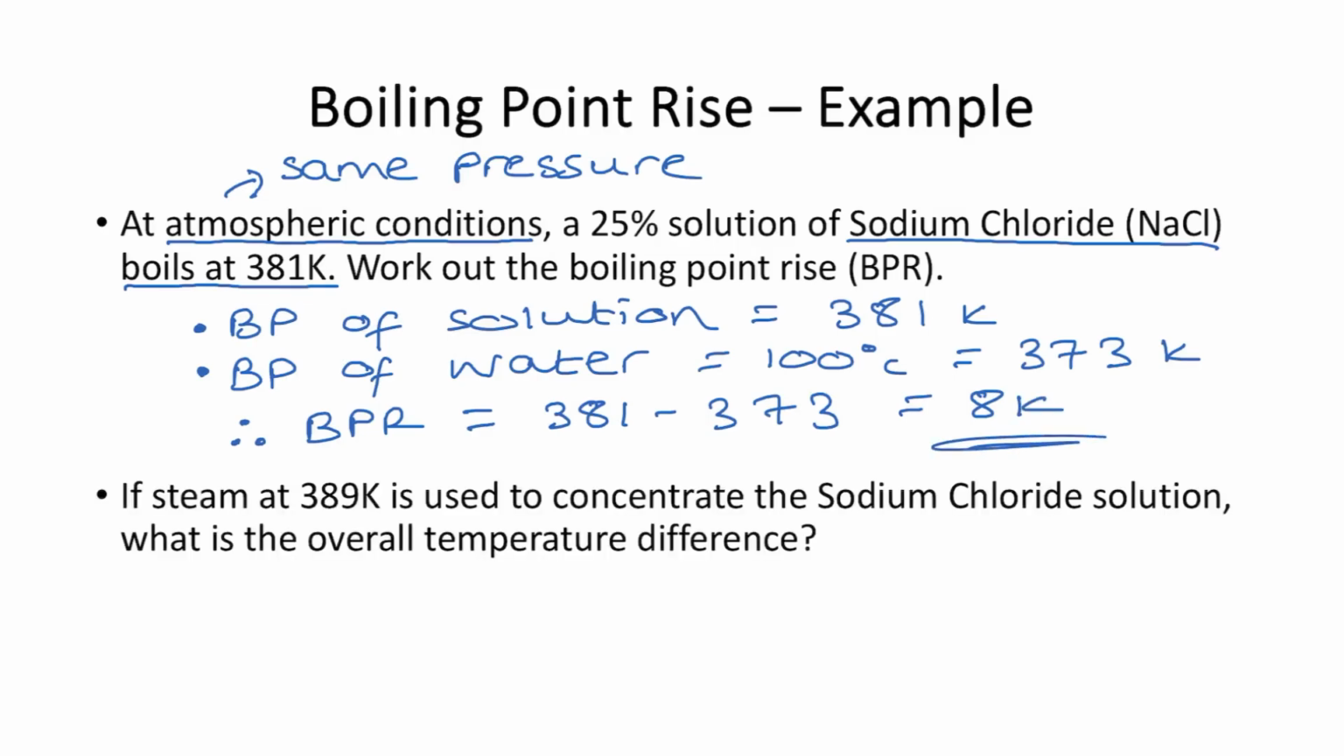The second part of the question asks us to determine the overall temperature difference if steam at 889 Kelvin is used to concentrate the solution. The answer to this would simply be the temperature of the steam, which is at 889 Kelvin, minus the temperature of the solution, which is 881 Kelvin, which gives us a temperature drop of just 8 Kelvin.